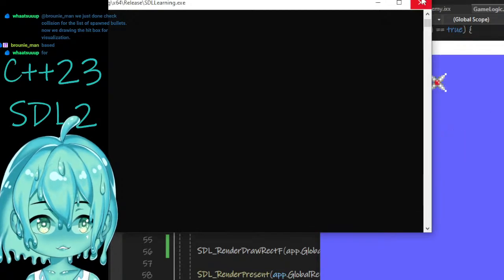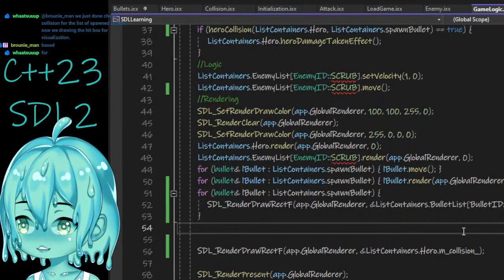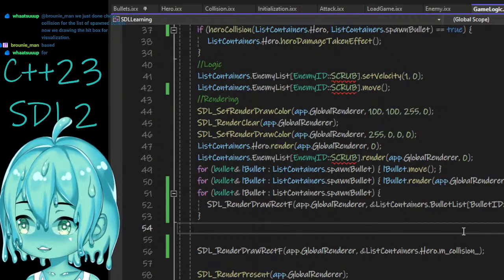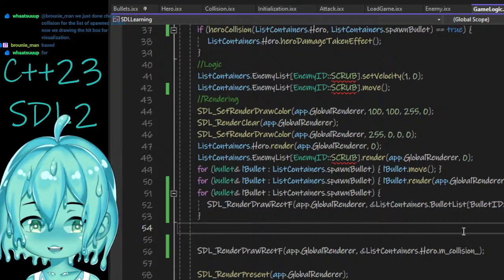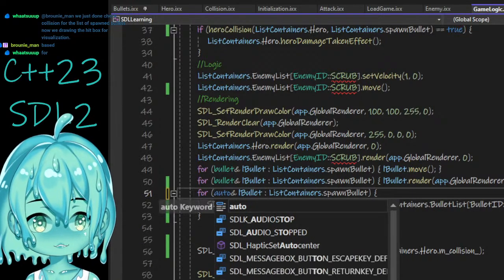No hitboxes. Okay, I'm no longer deaf. Where are we at? Oh, we're making novas. We just did check for collision for the list of spawn bullets. Now we're drawing the hitbox for visualization. Yeah, it's a for loop. Now we'll go back to auto here. Maybe that's the difference.